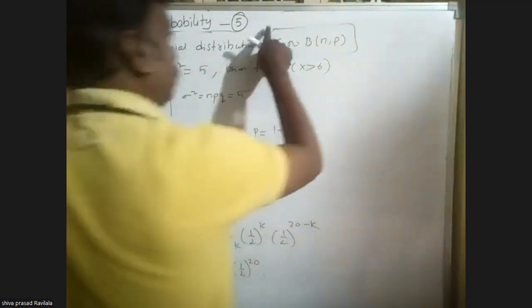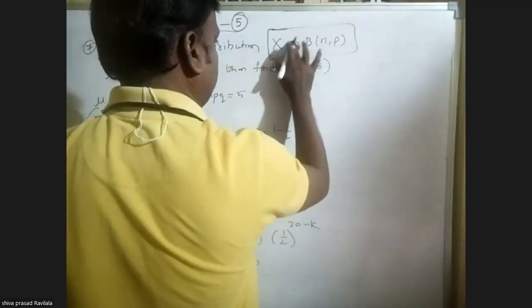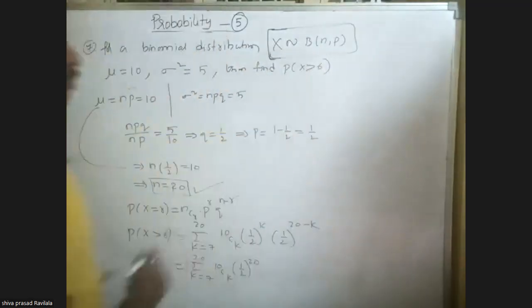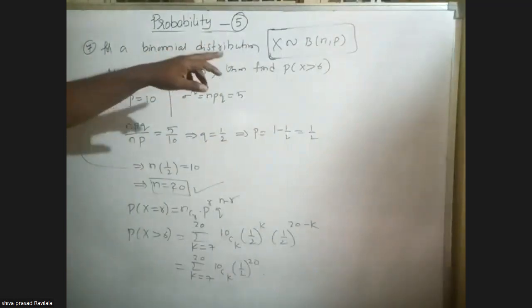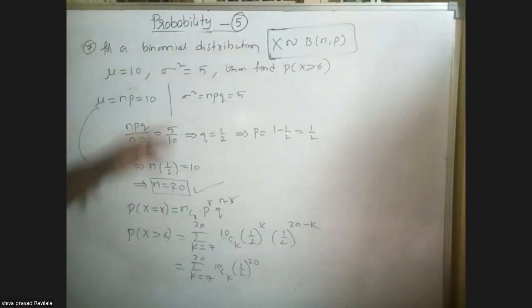Is the symbol of binomial variable. X, that is a binomial variable. They may ask like this also. Binomial variable X, capital X, is a random variable with binomial distribution with parameters n, p. n is the number of tries and p is the success probability.